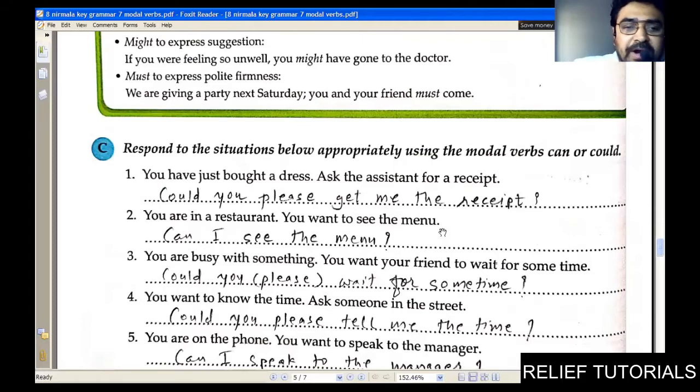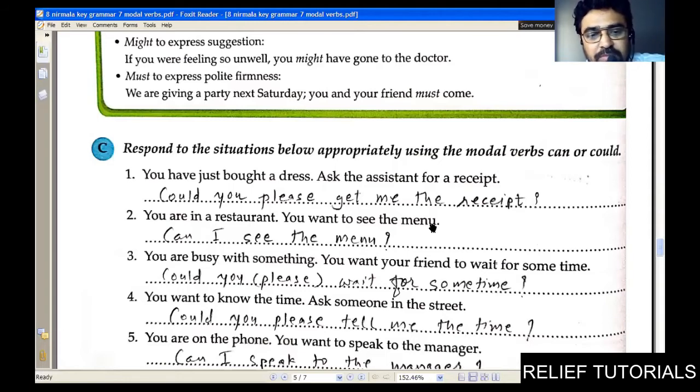You are in a restaurant. You want to see the menu. You can just ask in the form of a suggestion or a very firm permission or request, I can say. It's more of a request than any other thing. Can I see the menu?